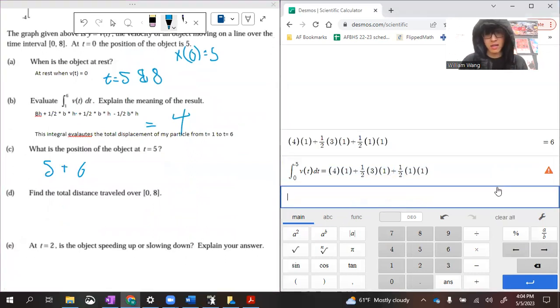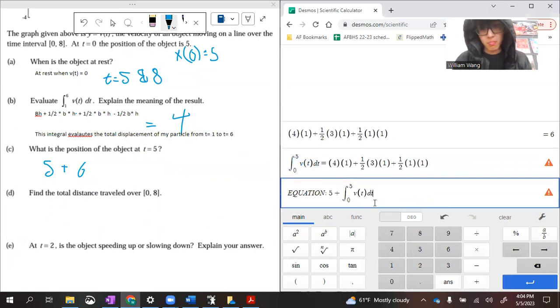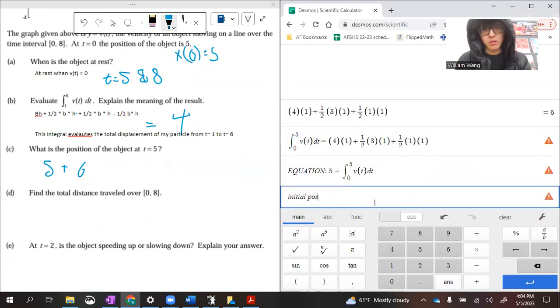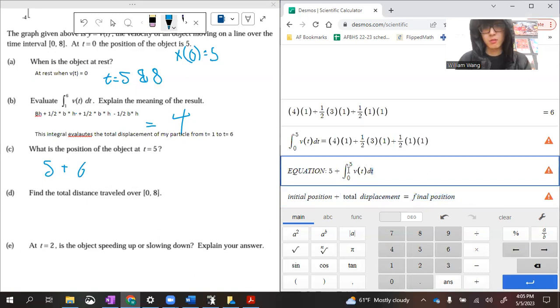So if I were to write this out, my equation to solve for this problem would have been my initial position, which was 5, plus my total displacement. So initial position plus total displacement is equal to my final position, right? Initial position plus whatever, however much I changed, that would tell me where I finally end up. So my equation is this, that equals 5 plus 6, that's equal to 11.